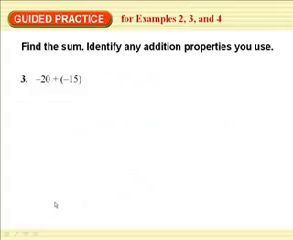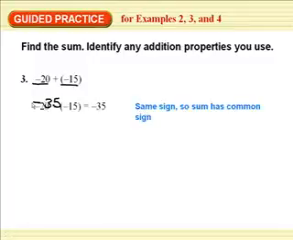Okay, guided practice. Find the sum. Identify any addition properties you use. All right, so the first one, I am just seeing there's no zeros or anything as far as properties that we learned. There's no opposites because opposites are the additive inverse. So I just look at the numbers. They're both negative. So I add the numbers and get 35, and it stays negative, negative 35. Same sign, you add them.